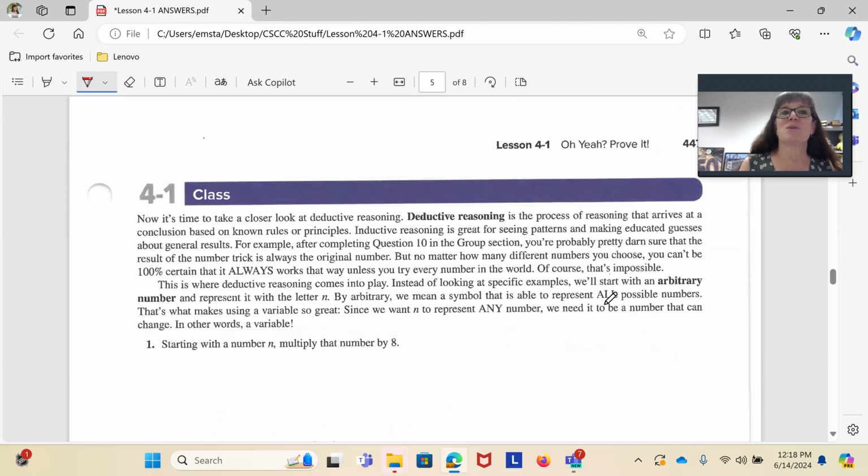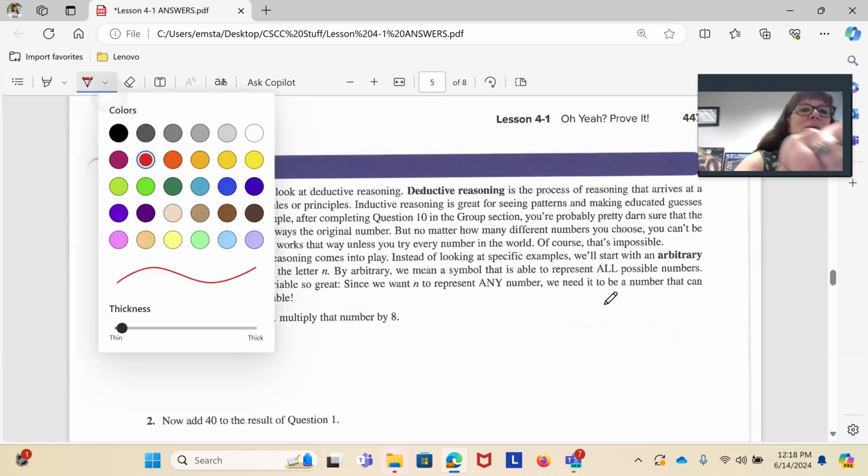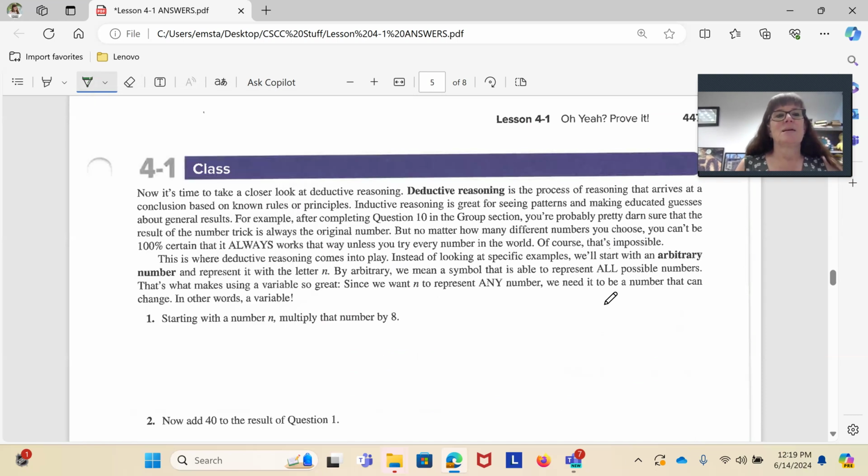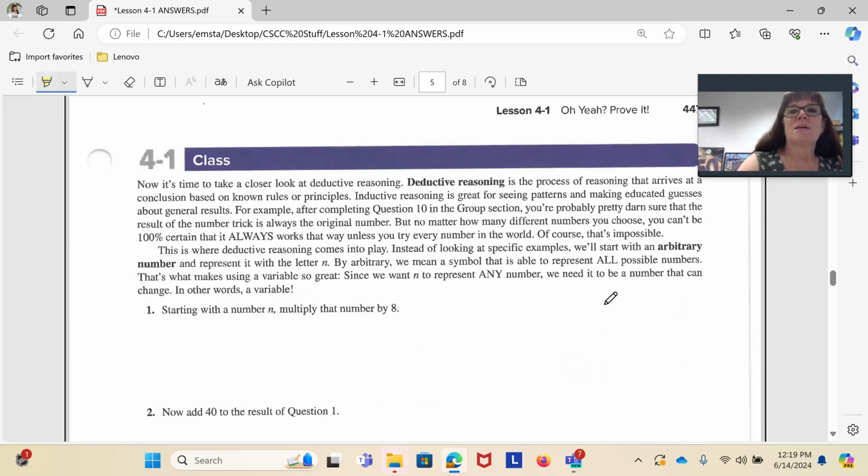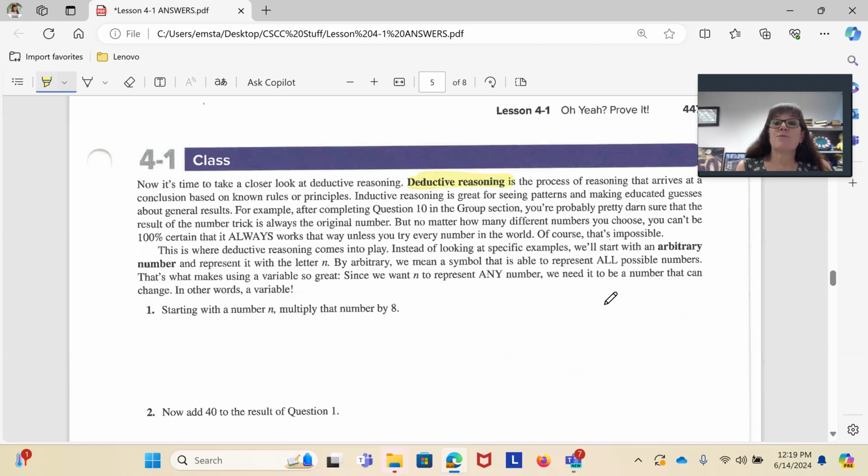Page 447 is where the classwork actually starts, and this is the part we're going to do together. They're giving us a new definition of deductive reasoning. Deductive reasoning is the process of reasoning that arrives at a conclusion based on known rules or principles. They have already defined inductive reasoning for us. Inductive reasoning is great for seeing patterns and making educated guesses about general results. So in question 10 of the group work that we just did together, we are looking at inductive reasoning.